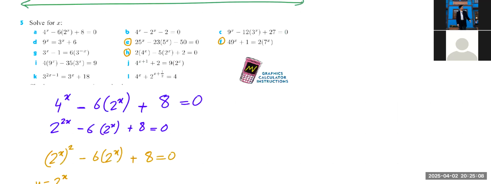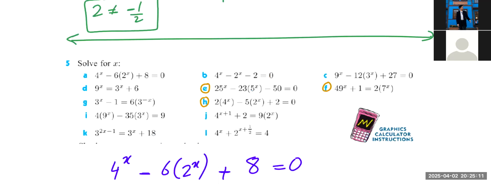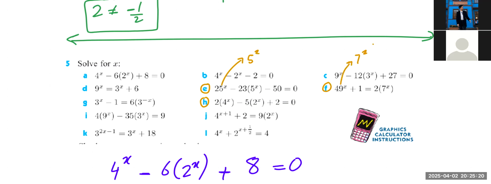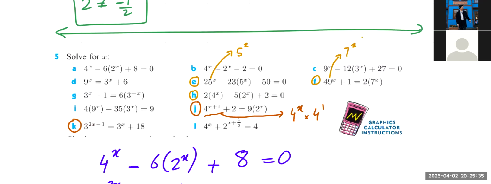Yeah. Okay. So try these three questions as homework. They're very similar. I'll give you a hint for this one. Remember that 25 is simply 5 squared, and 49 is simply 7 squared. Now, I also want you to try this one and this one. For this one, I want to give you a hint. So 4 to the power of x plus 1 basically just means 4 to the power of x multiplied by 4 to the power 1, right? Because when you multiply two things with the same base, you can add their powers. So 4 to the x plus 1 means 4 to the x times 4 to the 1.